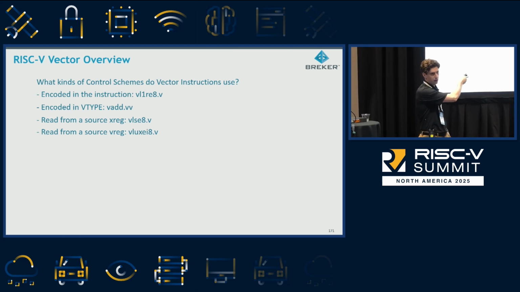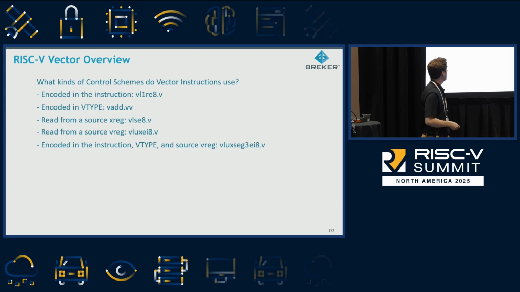It can be from a source vector register. This is an indexed load. And so it does the same thing, base address, but then for every single element, you can have a different size that you're stepping. It can be encoded in all of the above.